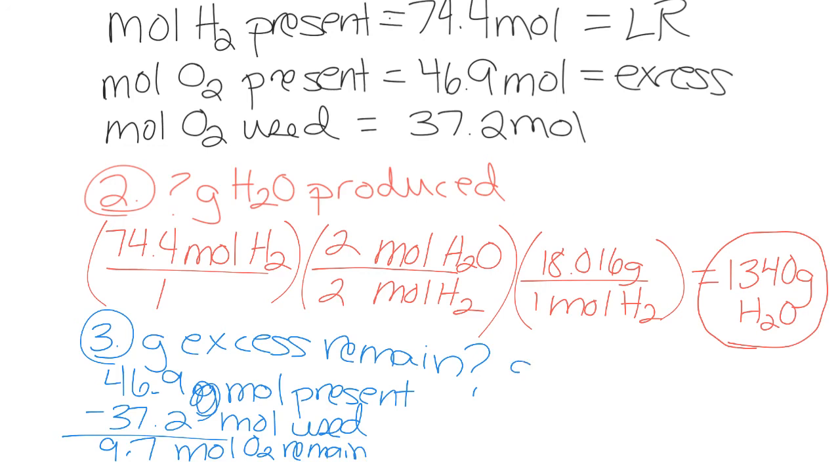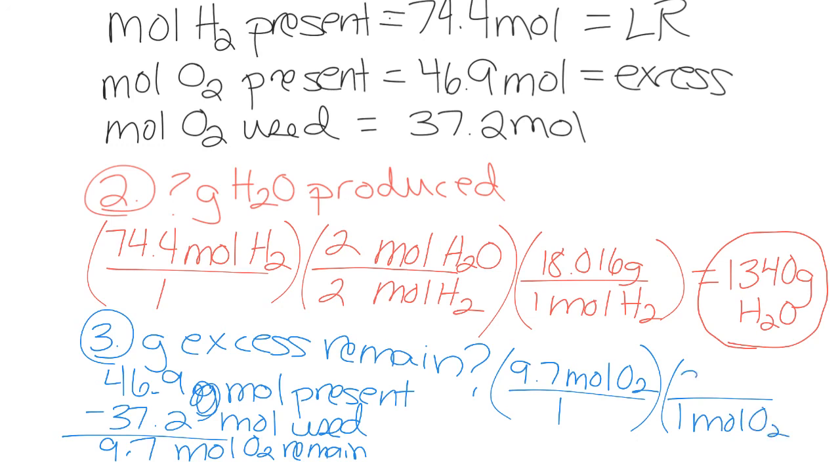So then I just do 9.7 moles of O2 that remain and set that up. I know that 1 mole of O2 is equal to 32 grams. So 9.7 times 32 gives me 310 grams of O2 remain, and that is my answer.